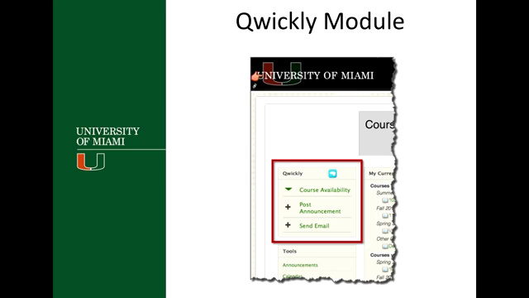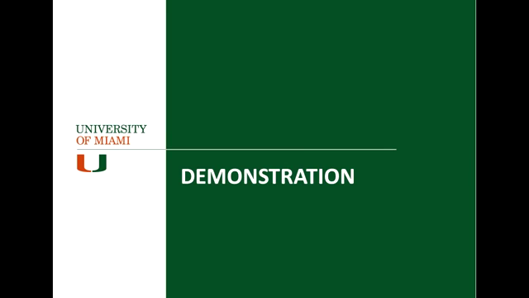Again, that's what it is. It's up in the upper left-hand corner, right under the University of Miami logo. Qwickly, 3 things: course availability, post announcement, and send email. That's what it does. That's why we put it there, to try to lighten up your load. So I'm going to do some screen sharing and show it to you in action.